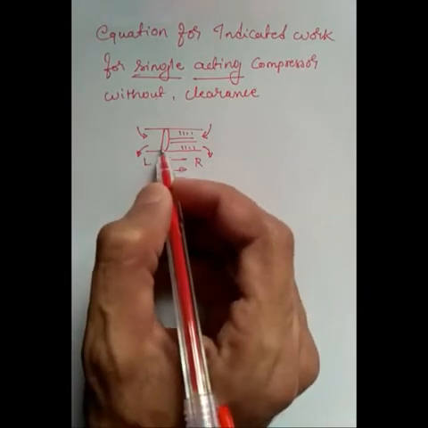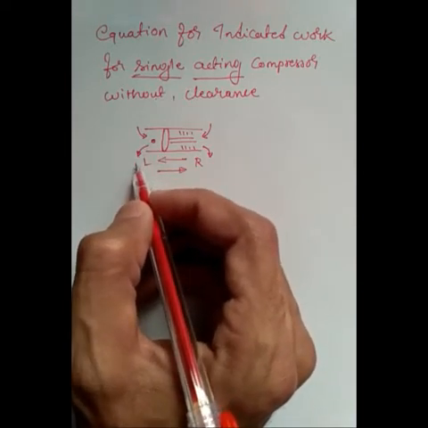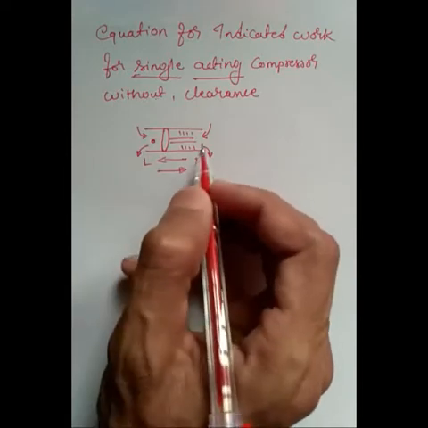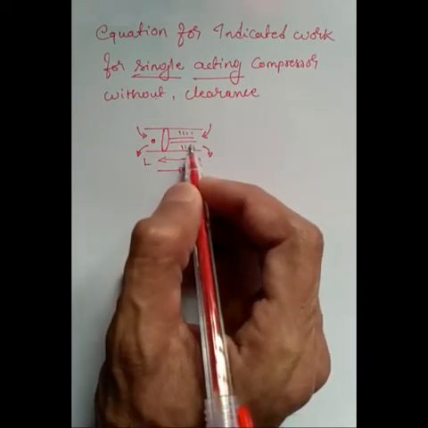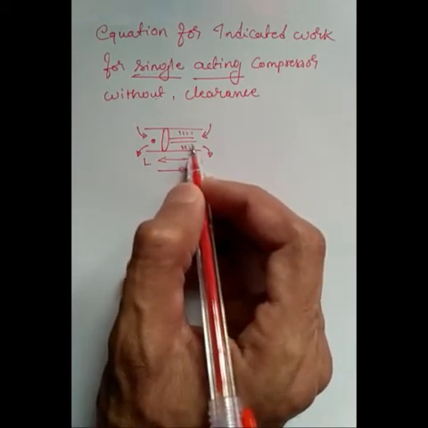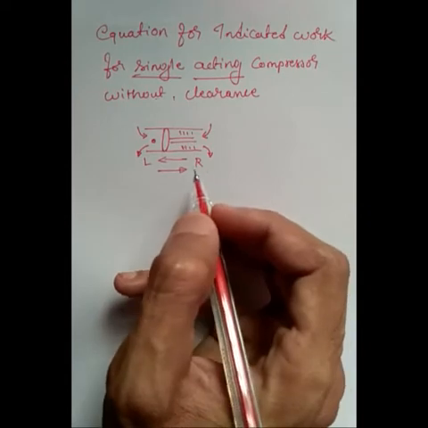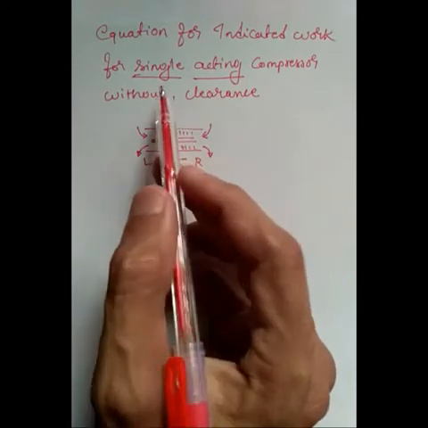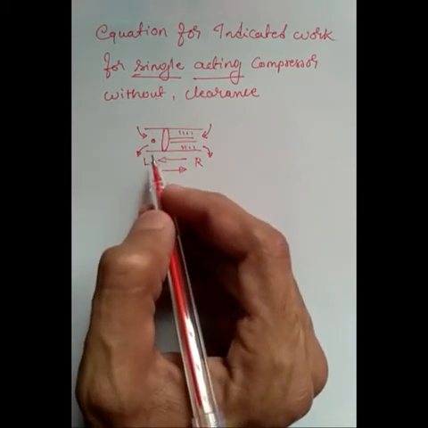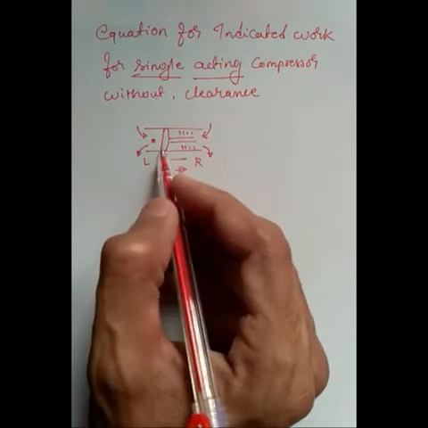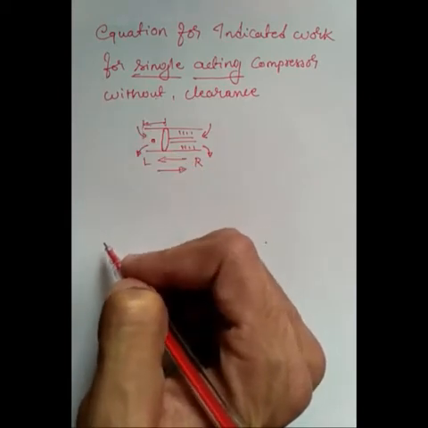So during the first stroke from right to left, the air present in this region gets compressed and is delivered out to the delivery tank. In the movement from left to right, the air present behind the piston gets compressed and is delivered to the tank. But for simplicity, we will first derive for the single acting case, where compression takes place on only one side and there is no clearance, so the piston will exactly reach this end.